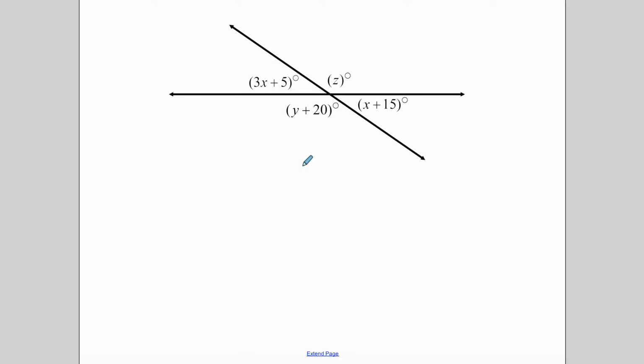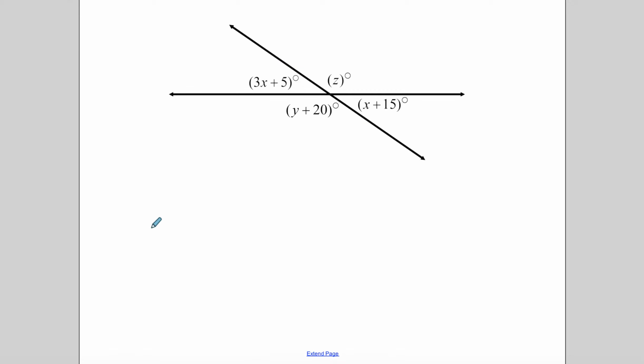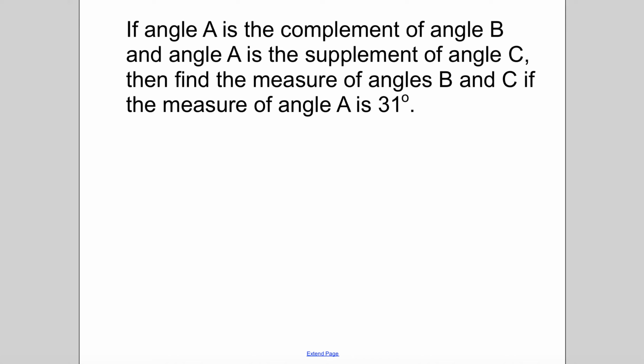Okay, so if you have not completed this problem and shown me x, y, and z, you need to pause the video and do that now. If you have done this, then we will continue on with one more example, and then we will be done. Here is the example. If angle A is the complement of angle B and angle A is the supplement of angle C, then find the measure of angles B and C if the measure of angle A is 31. Wow, that is a lot of words.